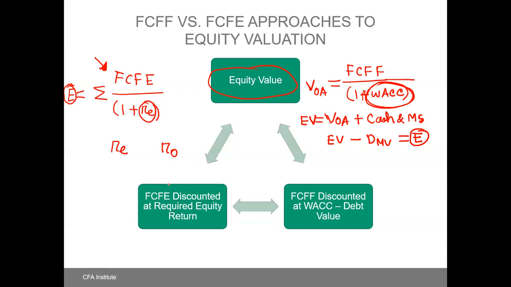So in this fluctuation, the WACC, because it is a weighted average cost of capital, is likely to be more stable than this levered cost of equity. So that's why it is recommended to use the free cash flow to the firm when the firm's capital structure is likely to be unstable. So these are the ways that we can come to the equity value.